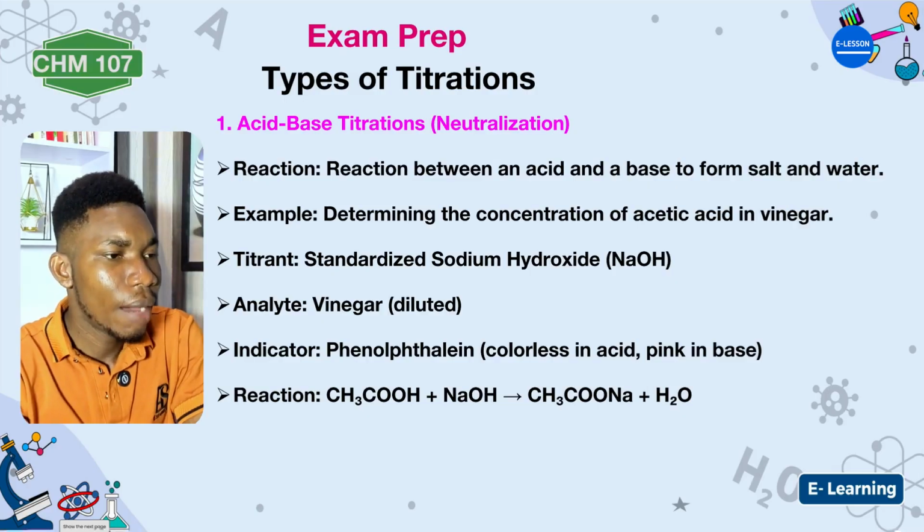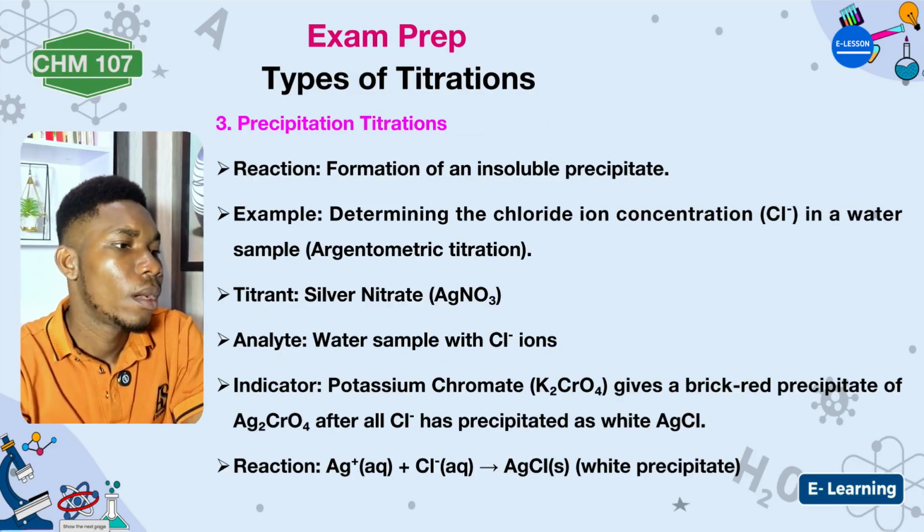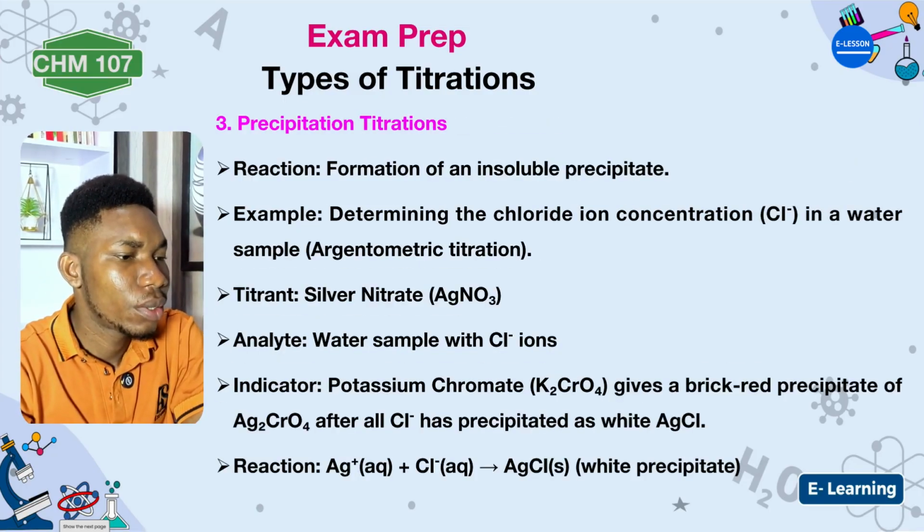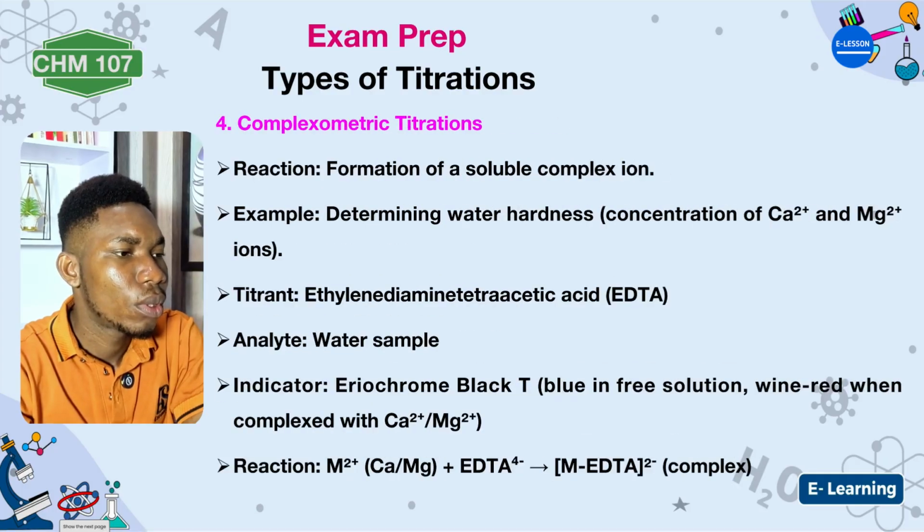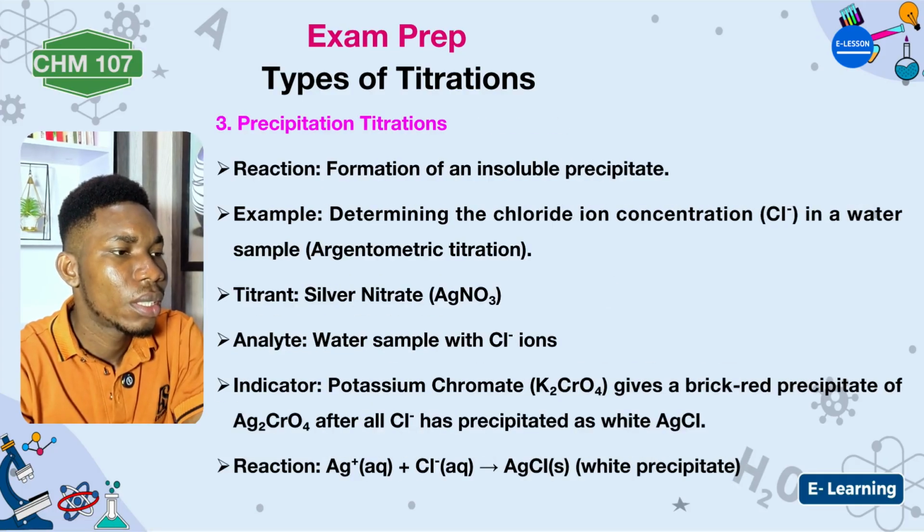Now, types of titration. We have different types of titrations, 4 basic types. We have acid-base titration. Please take note of it. We have precipitation titration, number 2. Complexometric titration. And then redox titration.